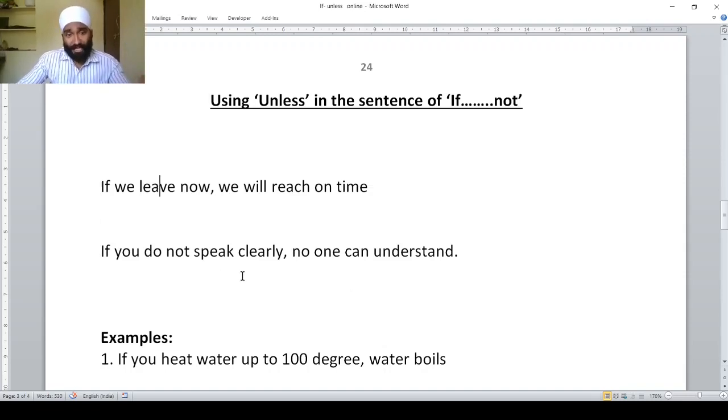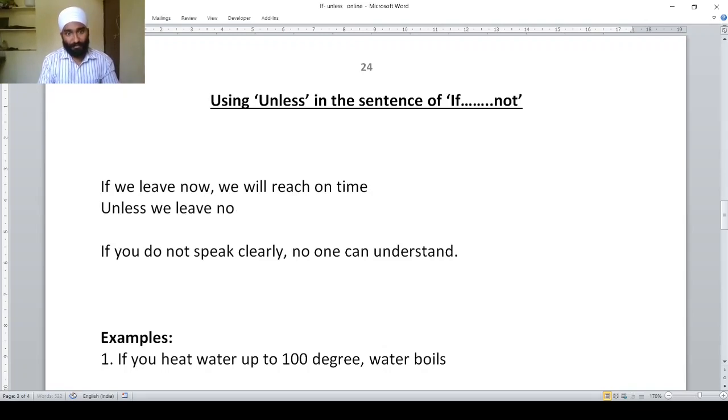So if the first condition is false, another will become false. But here they are talking about the true conditions. If we leave now, if it is true, then we will reach on time. So when you are using unless in such sentences, you have to use unless in the clause of if, means which is the first condition. If you are using unless, you are making the sentence negative. Unless means if not.